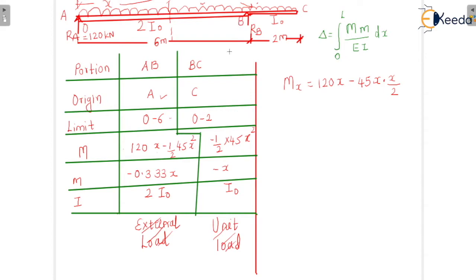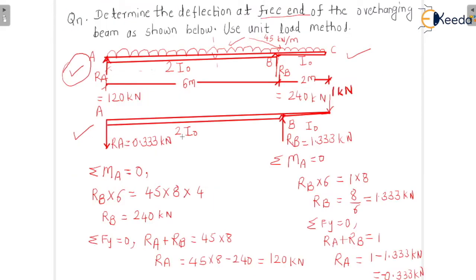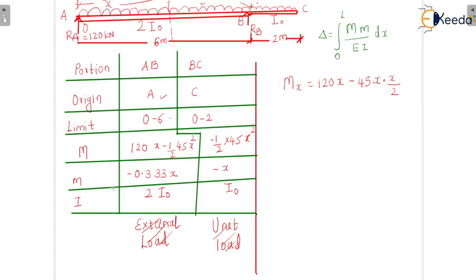Now when we consider the moment due to unit load, we have considered that it acts only here, and the other external loads we don't consider. So this is the unit load diagram from the previous diagram. Now for section X, how will we write the moment equation? There is a support reaction Ra, going anti-clockwise. So let's see this equation. Ra is nothing but minus 0.333x.